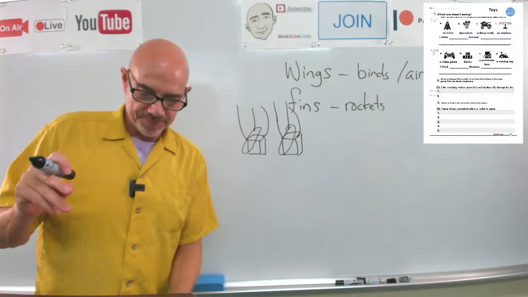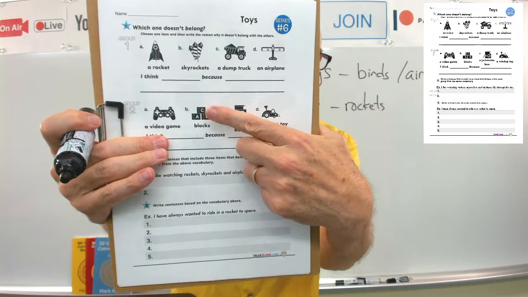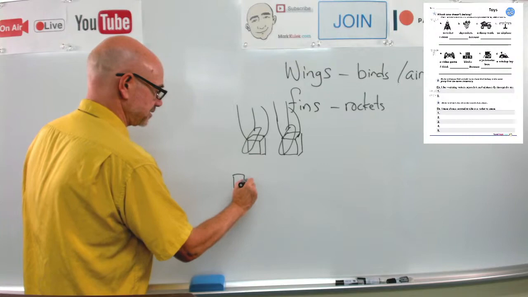But in our handout, our worksheet, these are building blocks. So like children can just make things with them, right? So you put it here, you go like this.